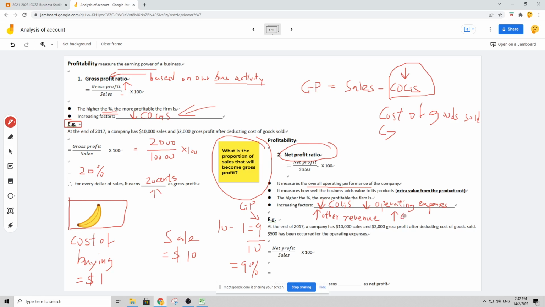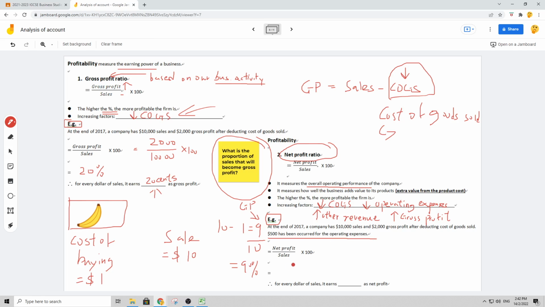Okay, all right. So, if you are such a rigid person, sometimes when you look at the question, I hope this will help you as well. So I think we've got everything. So guys, if you look at the second example, you will see the question is exactly the same as the first example. But here we have one more clue: $500 has been incurred for the operating expenses.